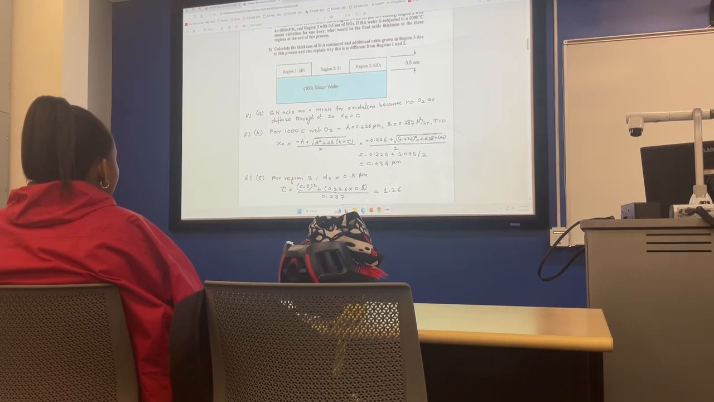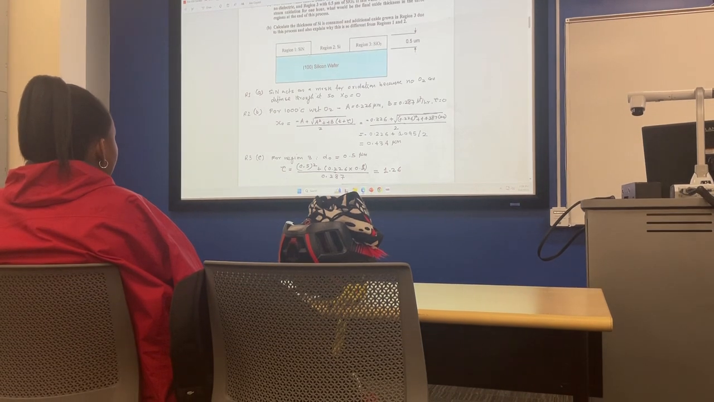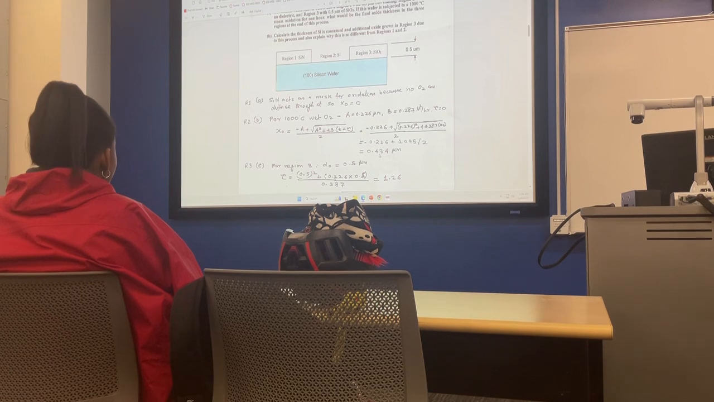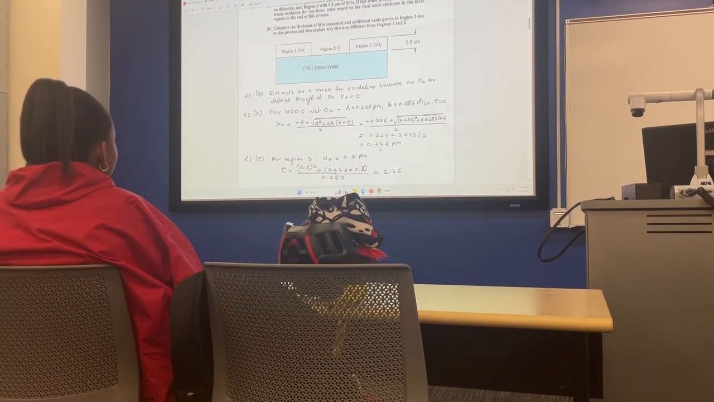Then it is very simple. A and B and tau are known. So in region 2, you get a thickness of about 0.43 micron. So it is just oxidation of the bare silicon in the steam. That's all that question was, and you know A and B.